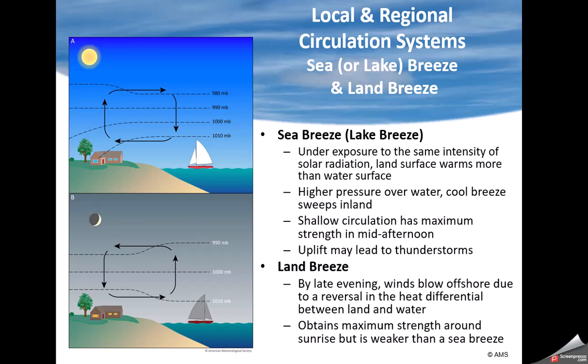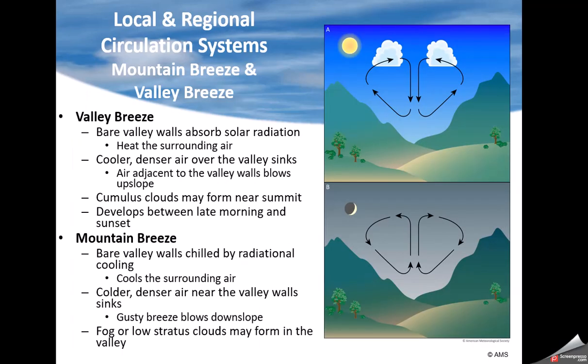Other local wind circulations here are sea breezes. Lake Erie is a classic example. Land breezes can occur. Valley breezes.